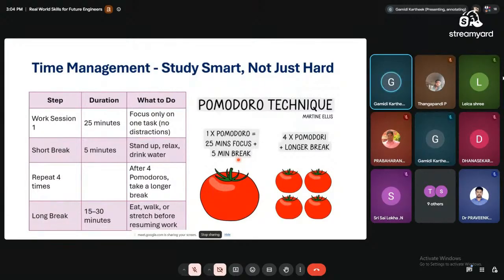Okay. So simply telling, work for 25 minutes, take a 5-minute break. Again, work for 25 minutes, take a 5-minute break. Likewise, repeat 4 times. After that, take a longer break for 30 minutes. You make it a habit. You can see what are the changes that come in your learning process.